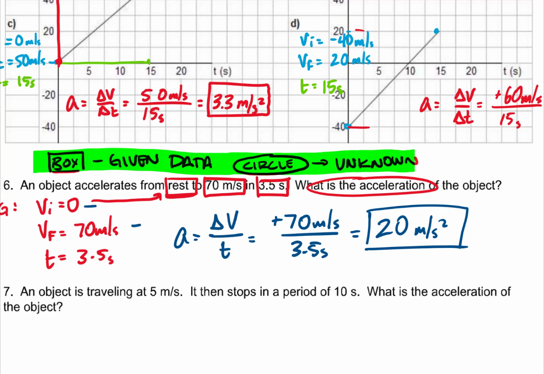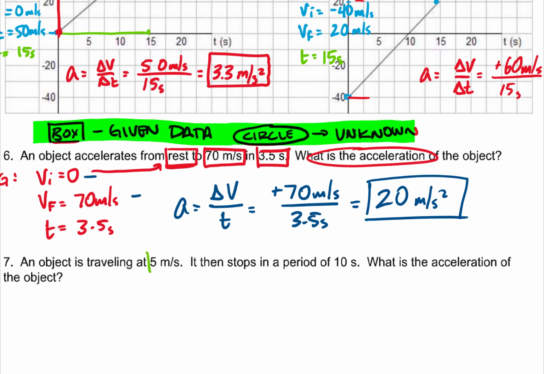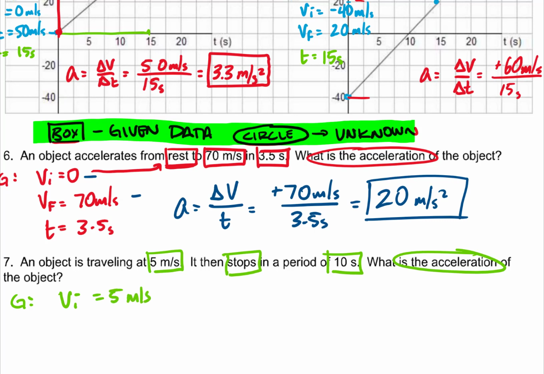For the next one, we'll change our color scheme. An object is traveling at 5 meters per second. It then stops in a period of 10 seconds. What's the acceleration of the object? So, my givens, it is traveling at 5 meters per second, then it stops. So that means my initial velocity is 5 meters per second.